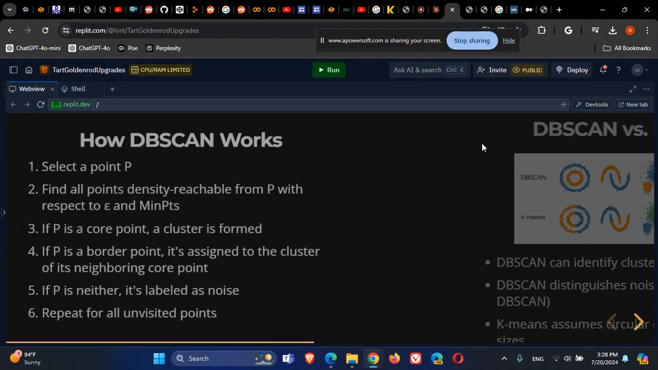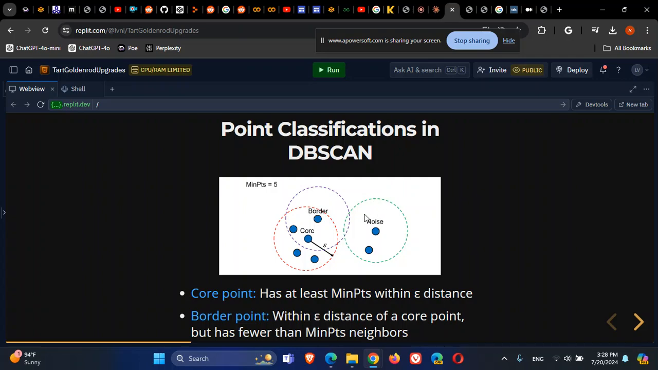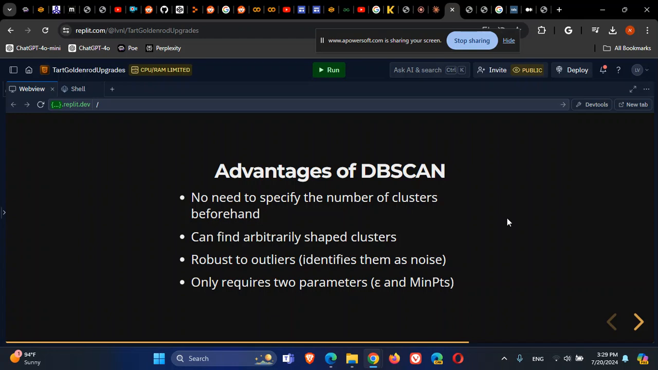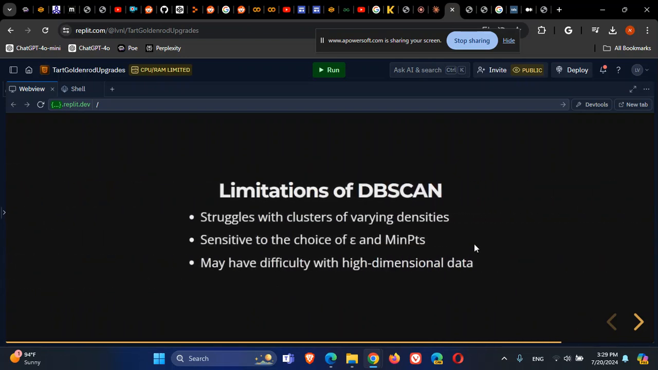Maybe we need to look at another image, so you can see how it defines noise and captures it, and you can use it for outlier detection and anomaly detection. Quite nice. It only requires two parameters that you define, epsilon and min points. The limitation is that it struggles with clusters of varying densities.